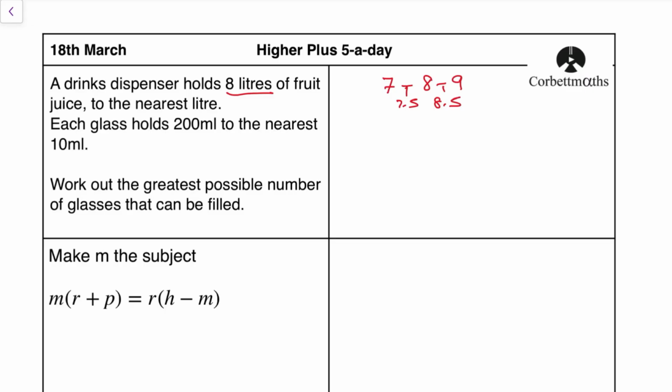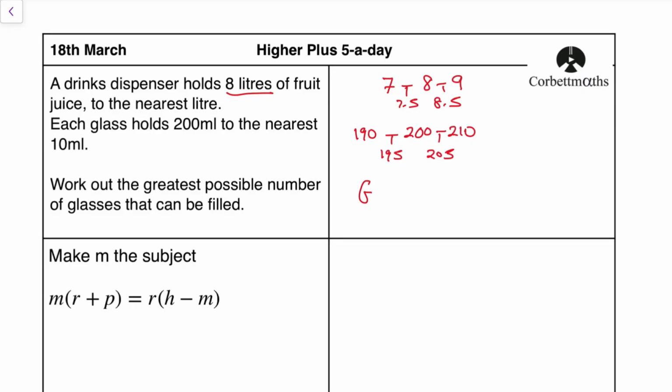Each glass holds 200 millilitres to the nearest 10 millilitres. So 10 above is 210 and 10 below is 190. So that's 195 to 205. And then it says work out the greatest possible number of glasses that can be filled.